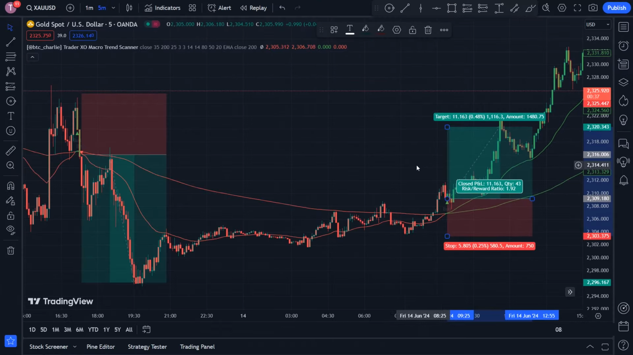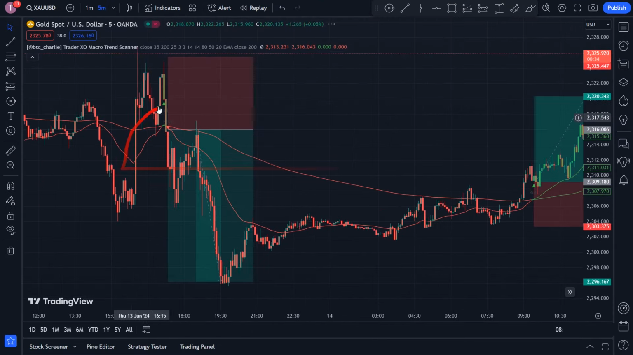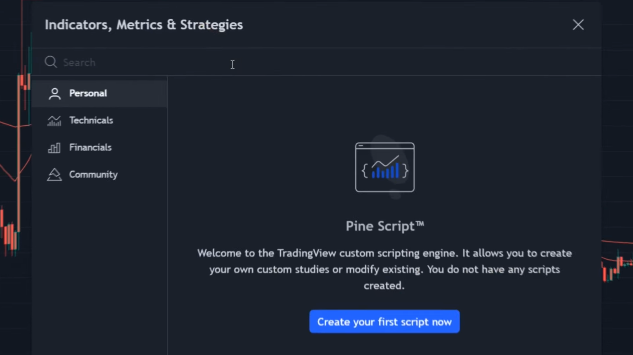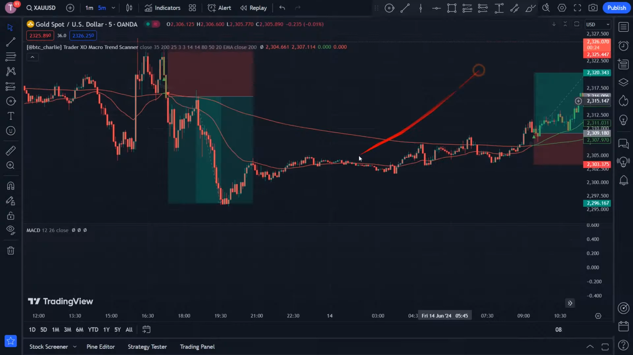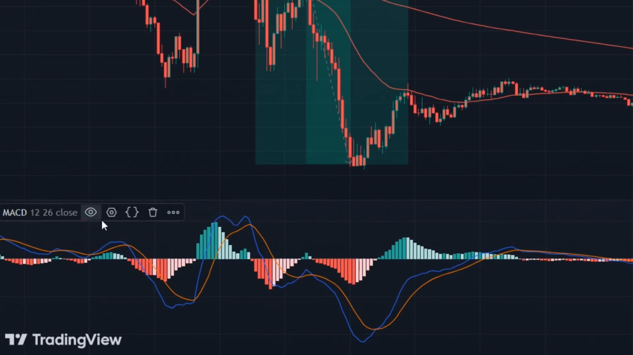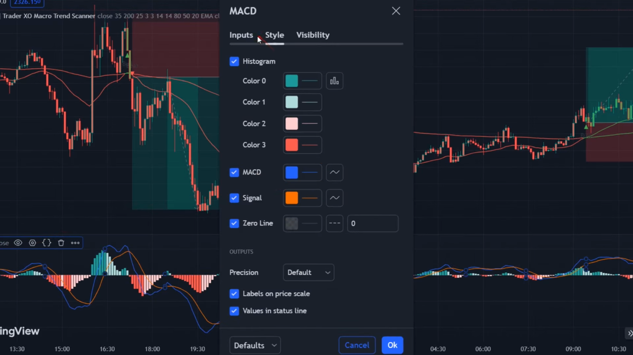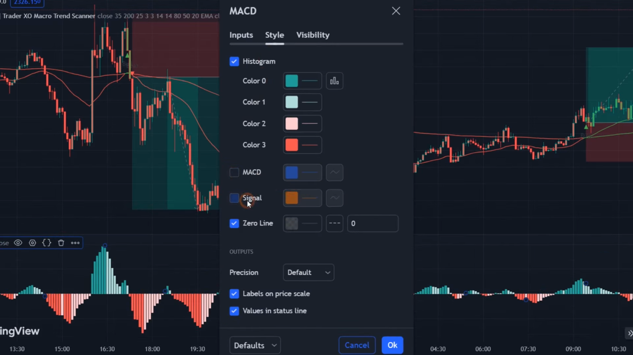But remember that one indicator is not always enough for strategies. To add a second indicator, we go to the Indicator tab and search for MACD. When you find it, click on it to add it to our chart. As you can see, this indicator consists of a histogram, a line, and a MACD line. To use this indicator for our strategy, we need to go into its settings and make some changes.